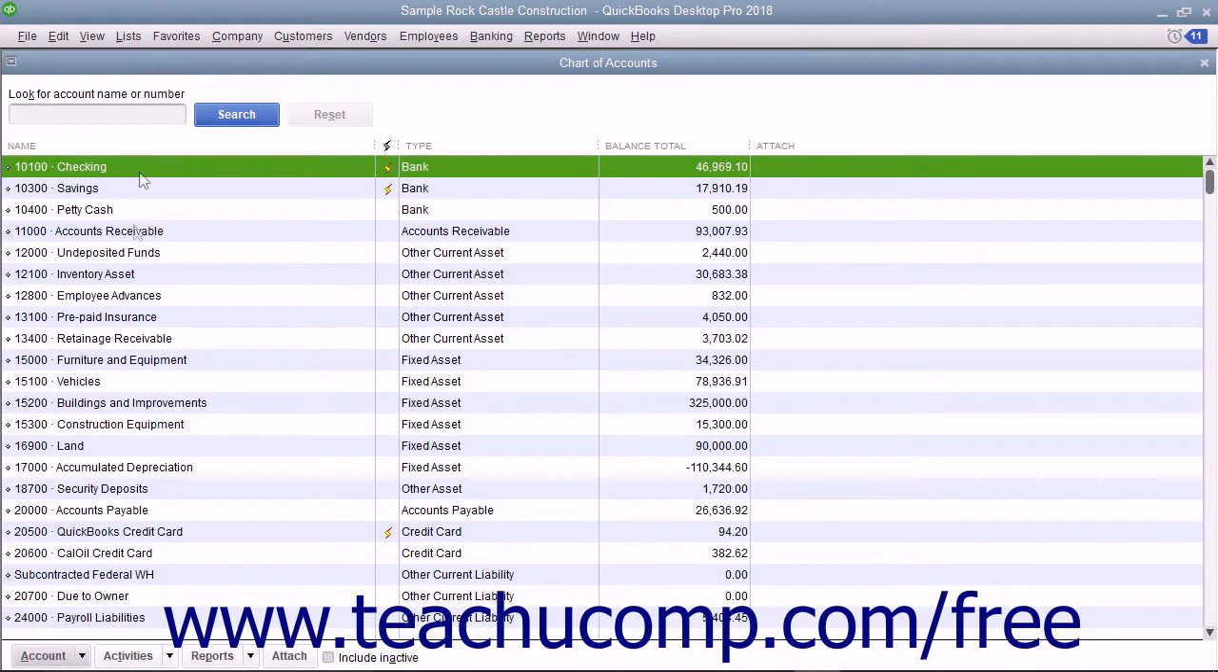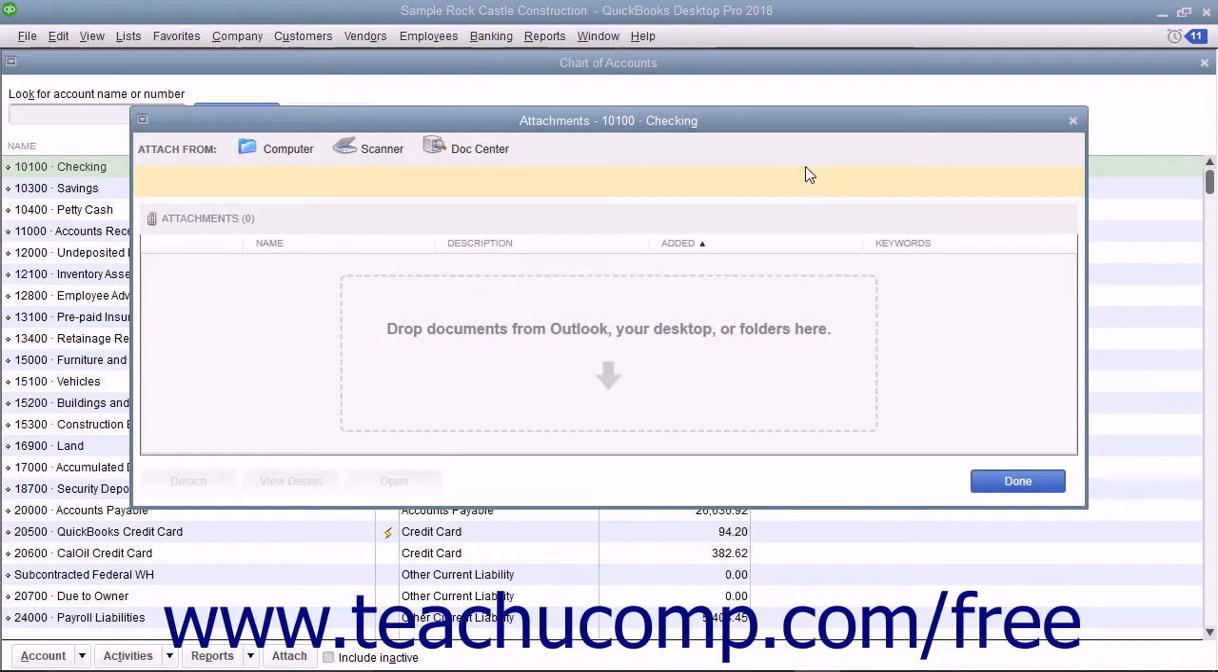Your chart of accounts shows the names of the accounts used by your company, the account type, like income, bank, or one of the many other account types, and the current balance of the account. There is a column called Attach, which shows any attached documents associated with the account. You can double-click this column to open a dialog box that lets you attach documents from your computer, from a scanner, or from the Doc Center for free. These attached files are stored locally on your computer in QuickBooks.